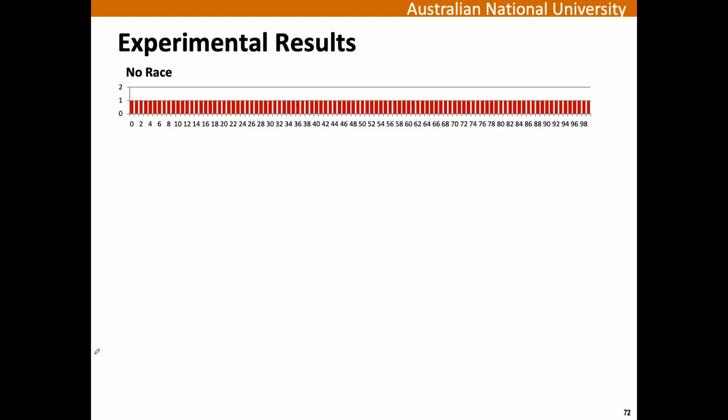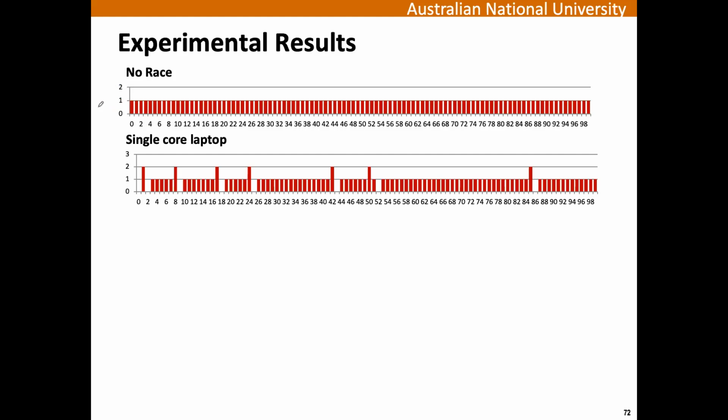So this is an execution with no race, right? This is what we expect. This is a histogram, and on the y-axis we are showing how many times we see a specific value. Now, if there is no race, we should see each value only once, right? And so this is a histogram with no race.